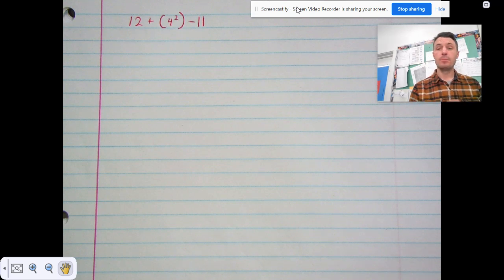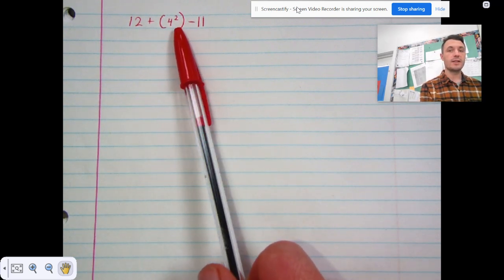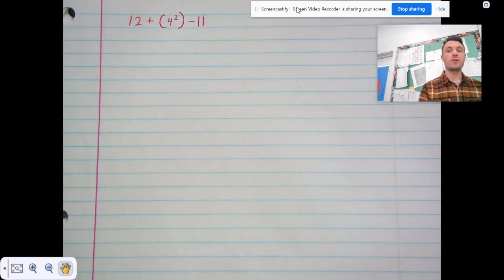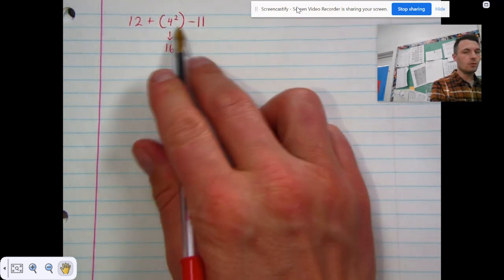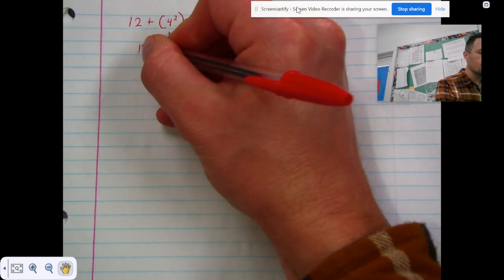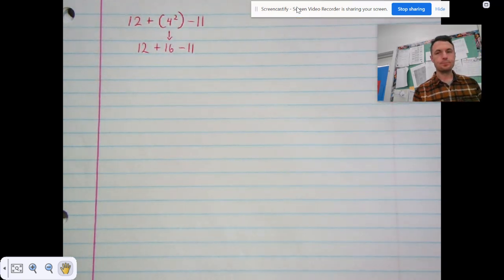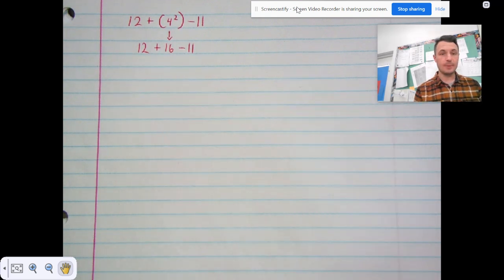Well, step 1, please excuse my dear Aunt Sally. The P is parentheses, and we have some parentheses right here. So we have to solve 4 squared, or 4 to the second power, which means 4 used as a factor 2 times. So that's 4 times 4, that's 16. Now, that part solved, we write the rest of the problem we haven't done around it. So now we have 12 plus 16.